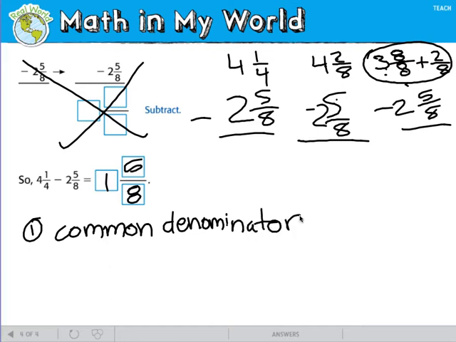After we find the common denominator, what are we going to do? Here's the common denominator. Look at it. So here's our problem. This is our first step. Here's our common denominator. What do I do next?